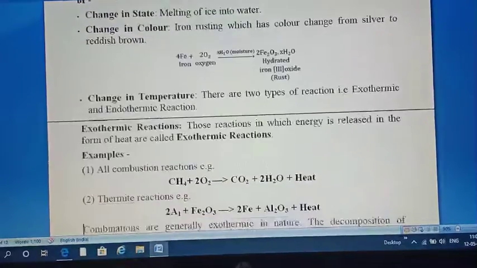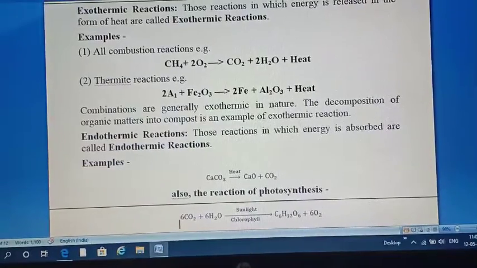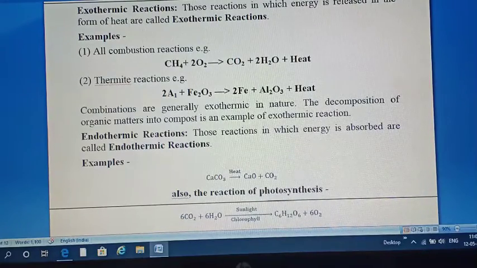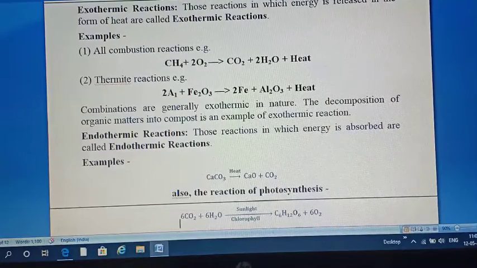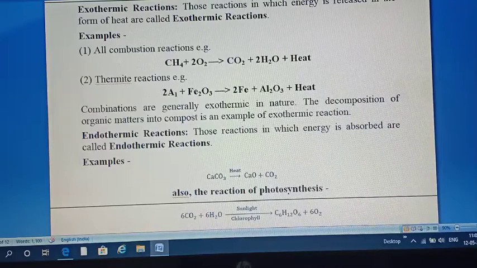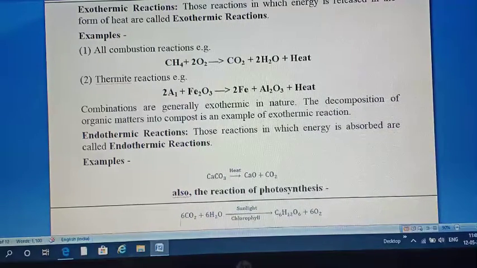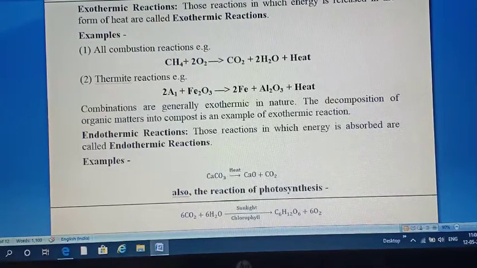The exothermic reaction means the reaction in which energy is released in the form of heat. See students, in this chapter all the examples are very important, because each and every reaction may be asked individually, or asked as an example as well. In the exam, an example is given and you have to identify which chemical reaction it is. So let's see the first equation, an example of an exothermic reaction, that is the combustion reaction.